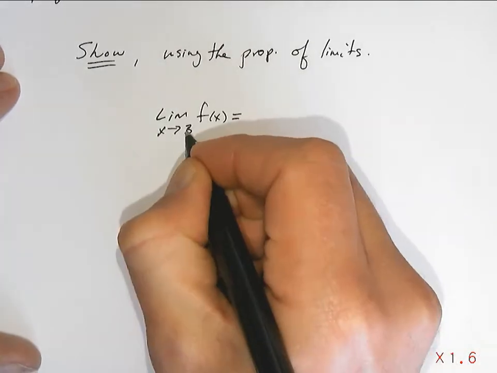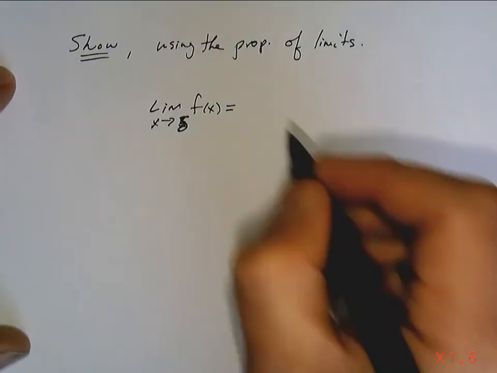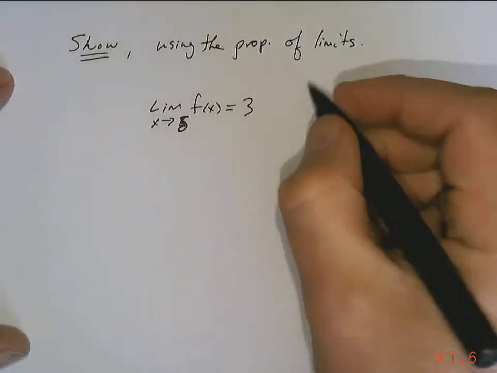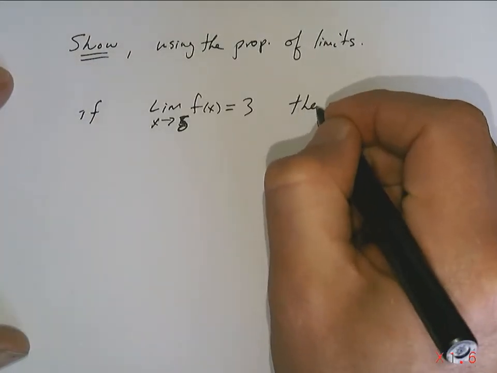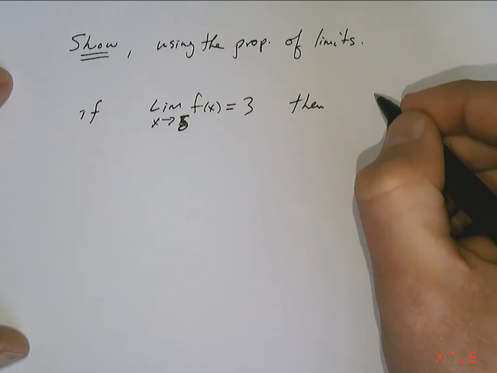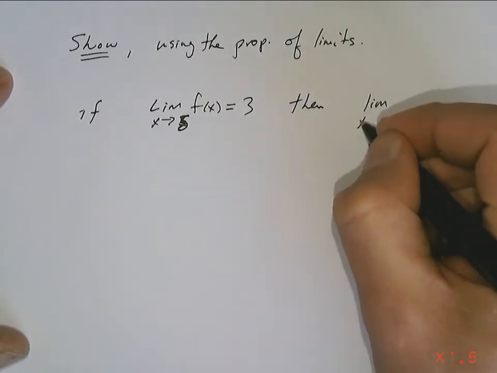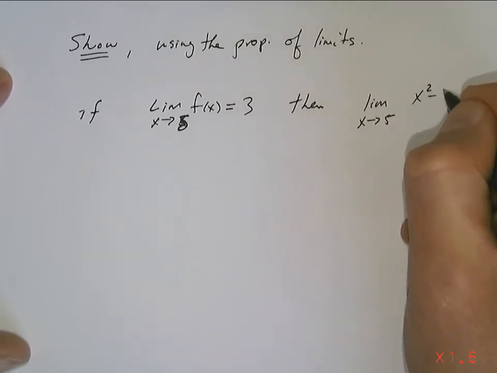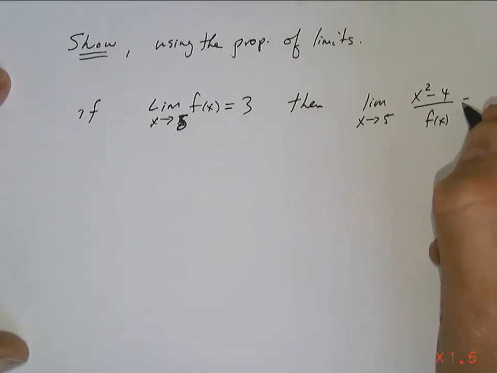Oh, I think it's 5 down here. I think I wrote that wrong. Let me check. Yeah, it's 5. So the limit as x approaches 5 of f of x equals 3. And then they want us to show that if this is true, then the limit as x approaches 5 of x squared over 4 over top of f of x equals 7.